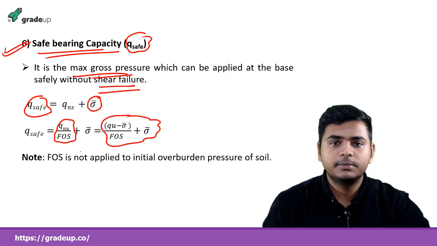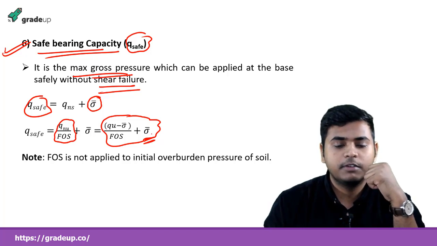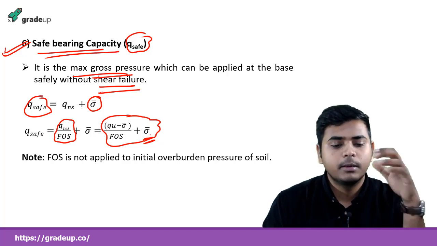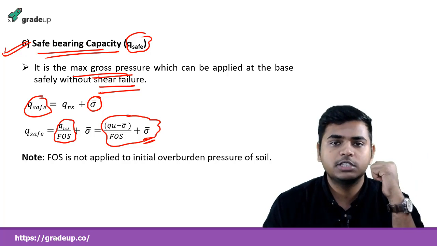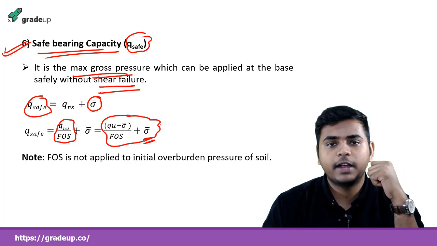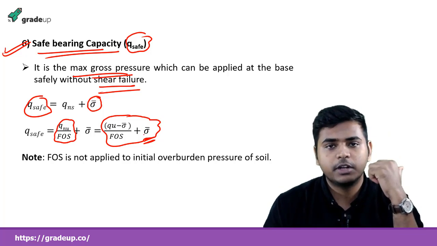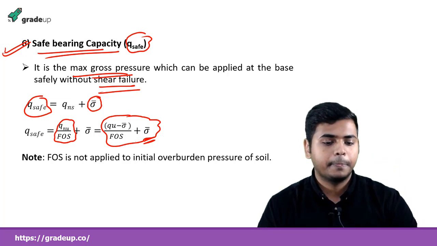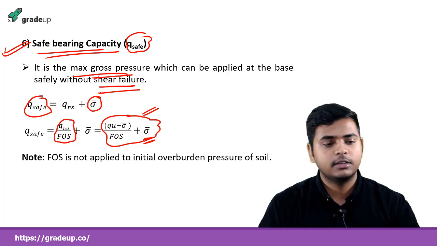Just make a note here that factor of safety is not applied to the initial overburden pressure of soil, okay. This initial overburden pressure we are not dividing by the factor of safety. Why? Because this pressure has been exerted through historical times, and this value has not changed. So we don't need the factor of safety here. We will just use sigma effective, that is the initial effective overburden pressure. Just remember this. This is generally asked in the questions.